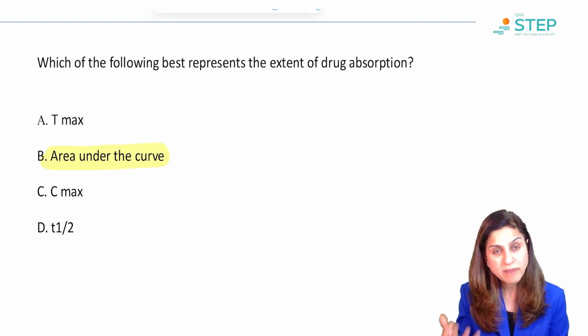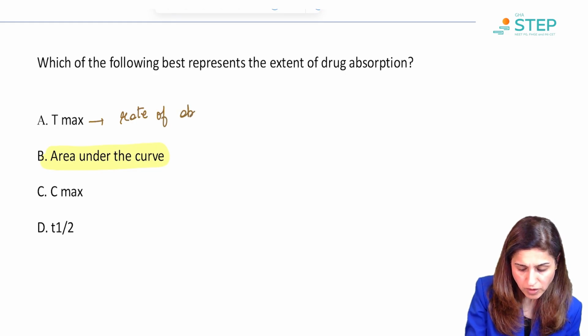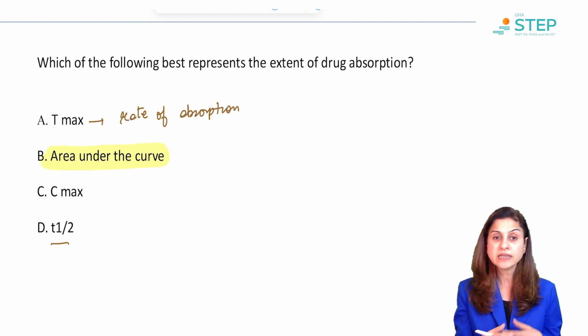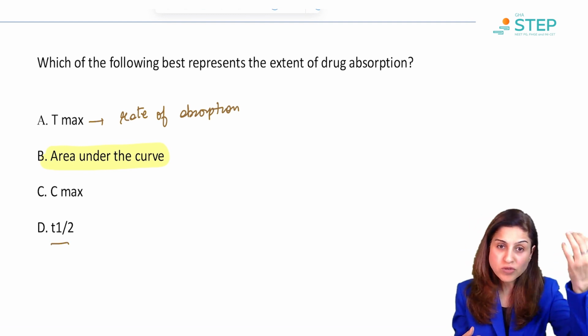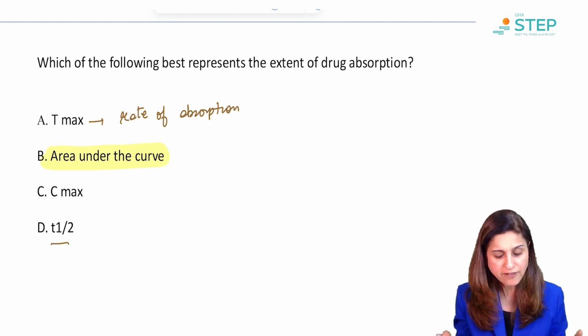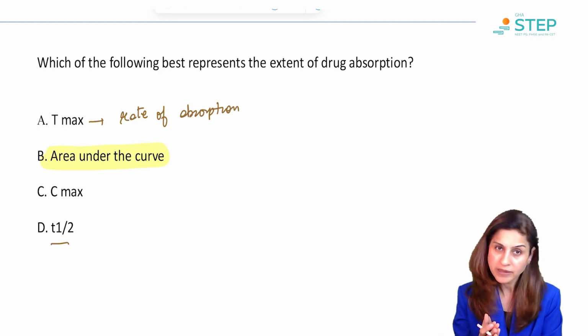Cmax just tells you the maximum plasma concentration. Tmax, I told you, tells about the rate of absorption, not the extent. And half-life, or T-half, is the time taken by the drug for the plasma concentration to reach its 50%. So that is half-life, nothing to do with the rate or extent of absorption.